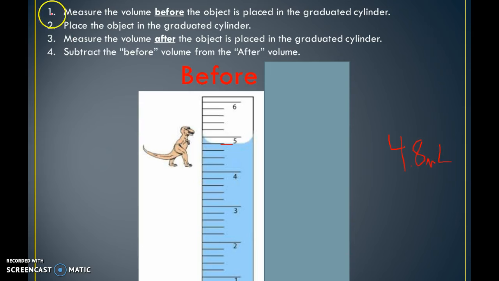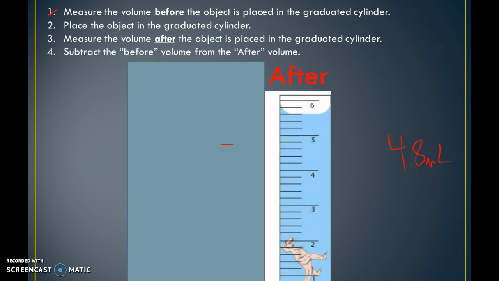And the next thing to do, if I cross off number 1, is place the object in the graduated cylinder. So if I advance the slide, okay, so there's the object in the graduated cylinder. You can see that we have the dinosaur down here at the bottom, and we can also see that the water level went up. Before, the water level was here, and now it's here. So the question is, how much did it go up? Because however much it went up is how much this object has in volume, in milliliters. So let's see what the measurement is here.